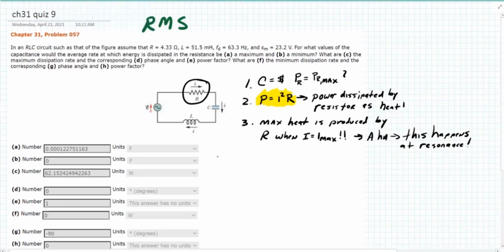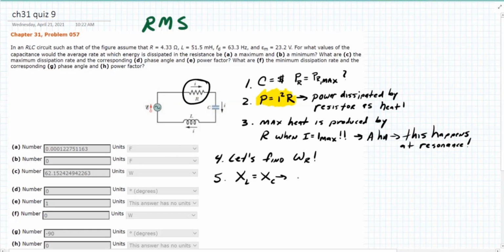Let's do this. Number 4. Let's find the resonant frequency. I'll go through this the hard way. Let's find the resonant angular frequency, and that occurs when the inductive reactance is perfectly matched with the capacitive reactance.